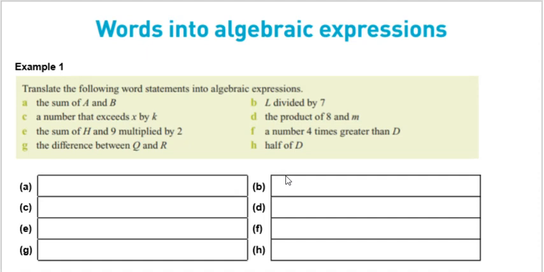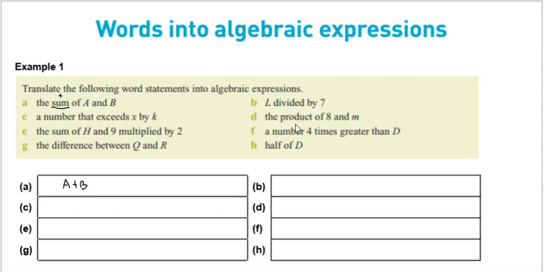This is lesson 8 in our algebra topic, and it's about converting or changing word sentences into algebraic expressions. Let's have a look at this example. It says translate the following word statements into algebraic expressions. The sum of A and B. Okay, so the clue here is we need to know what the word sum means, and sum of course means plus. So the sum of A and B just means A plus B. As simple as that.